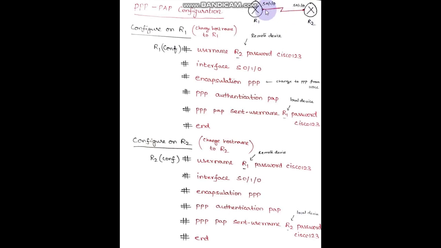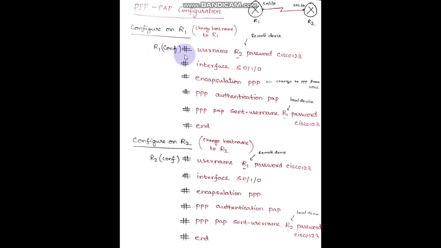We are going to configure PAP on R1 as well as R2. We'll see how we are going to do this. First I'm going to configure PAP on R1. Before starting this, you have to change the host name of the router to R1. Either you can give R1 or any name as you like. Okay, we'll see the command.